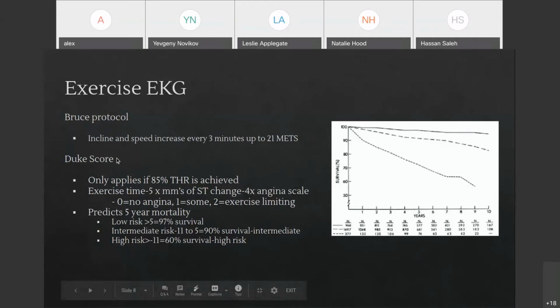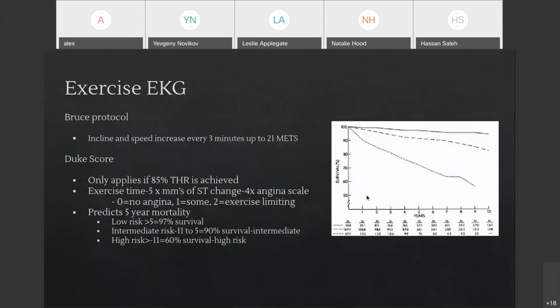The Duke score is one of the most important things we can get when we exercise patients. Unfortunately, it only applies if you get people close to their maximum heart rate. So they have to hit 85% of their maximum heart rate for you to give them a Duke score because that's how it was validated. The way we calculate it is their total exercise time minus 5 times however many millimeters of ST change they have. So 1 millimeter gets you 5, 2 is 10, and so on.